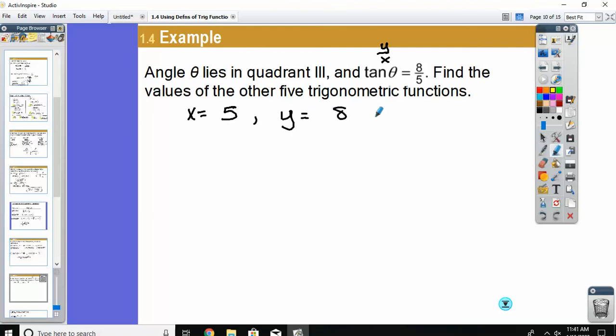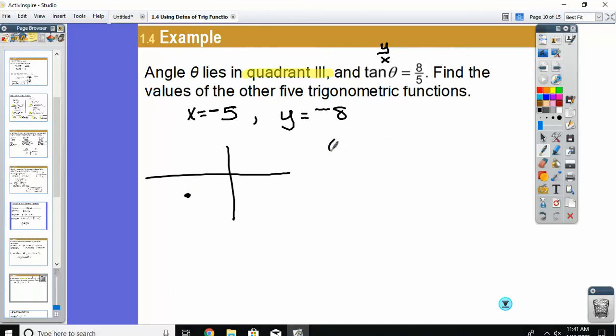Okay, but something's wrong with that. We are in quadrant 3. If you're in quadrant 3, what's true about x and y? They're both negative. Why didn't I have negatives up here? Yeah, 2 negatives cancel each other out and make it positive. But you do have to pay attention to your quadrants now. So I have to use -5 and -8.